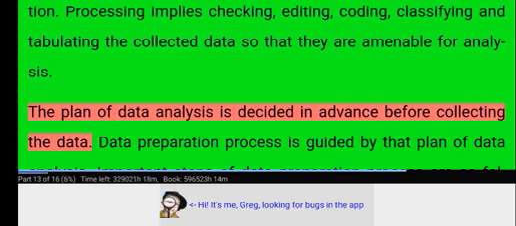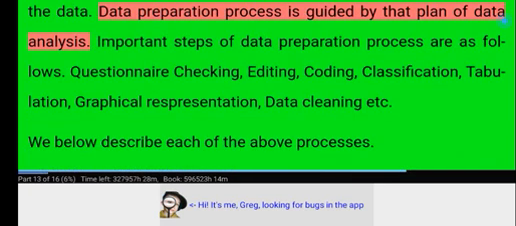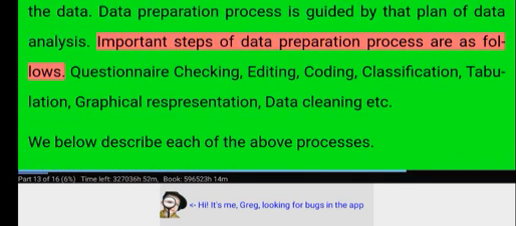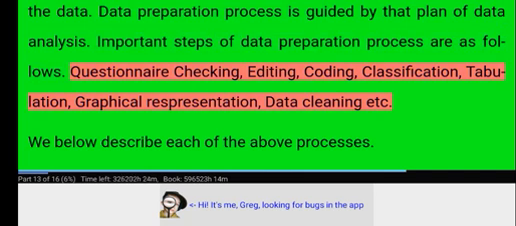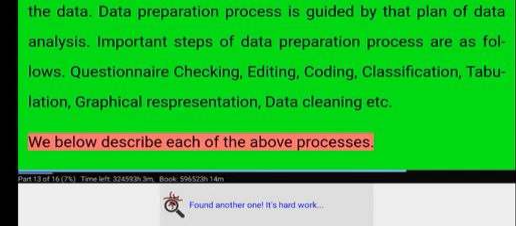The plan of data analysis is decided in advance before collecting the data. Data preparation process is guided by that plan of data analysis. Important steps of data preparation process are as follows: questionnaire checking, editing, coding, classification, tabulation, graphical representation, data cleaning, etc. We below describe each of the above processes.